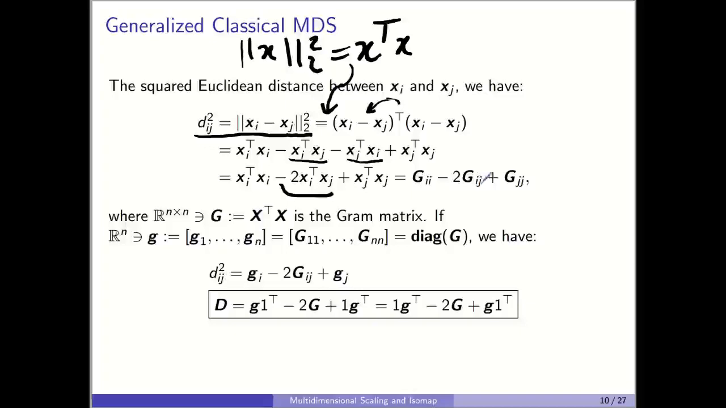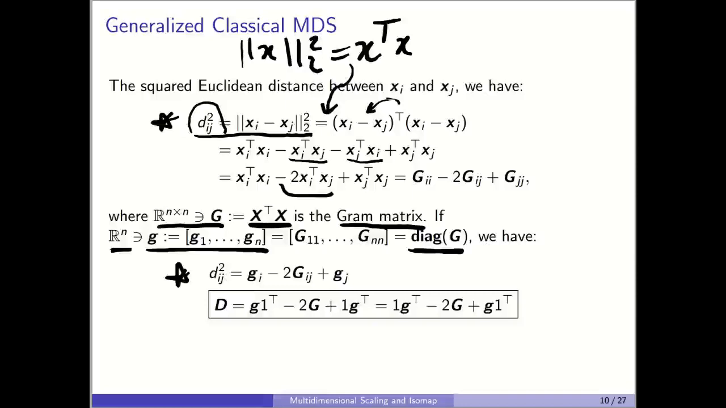And these terms we can write as gii minus 2gij plus gjj, where G is a Gram matrix, x transpose x, which is a linear kernel here. And if we take g as this, which is g11 to gnn, the diagonal of this G matrix, we can write that according to what we found here, dij squared is gii minus 2gij plus gjj. And this was one of the elements of the matrix D. Assume that each element of D is a squared L2 norm or Euclidean distance of points. Then D can be written in this form.